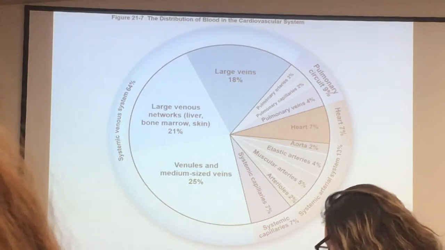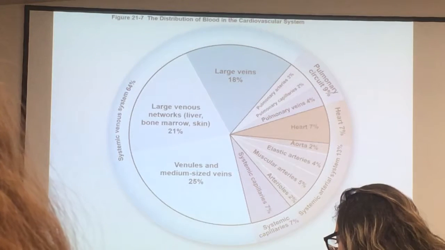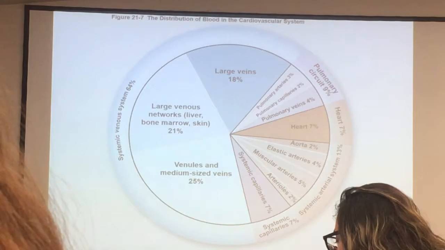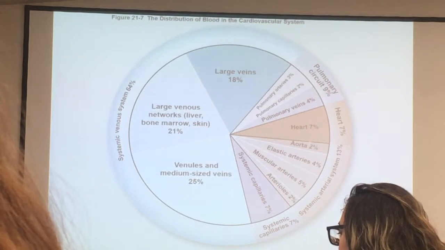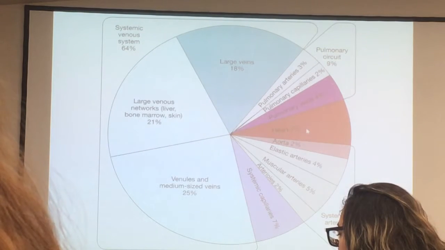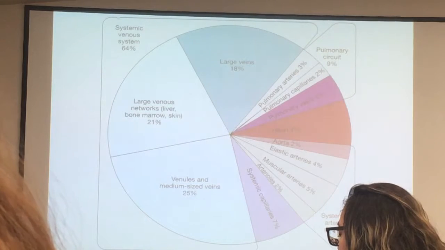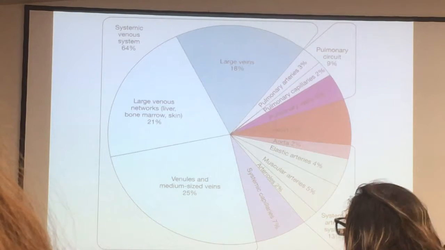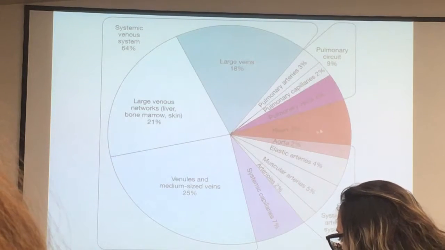And the artery, how much for the artery? Systemic arteries are about 13%. In the heart, 7%. In the lung, 9%. In the capillary, 7%. The previous figure may show you this. 13% in all the arteries, 64 in all the veins, and lung 9 and heart 7.